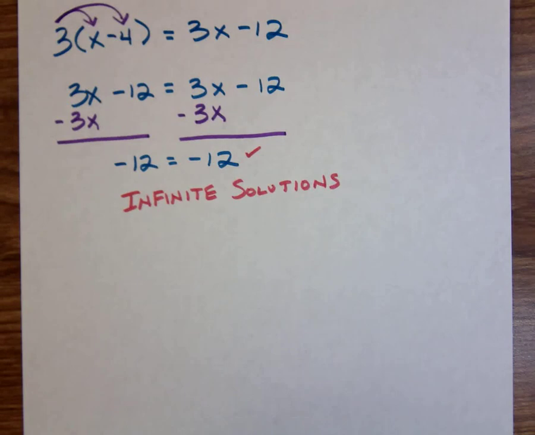What about 6? Is that the answer? Yep, that's one of them. What about negative 43 halves? Yep, that's also a solution. Any number you can think of is a solution to this equation, which is kind of nice.